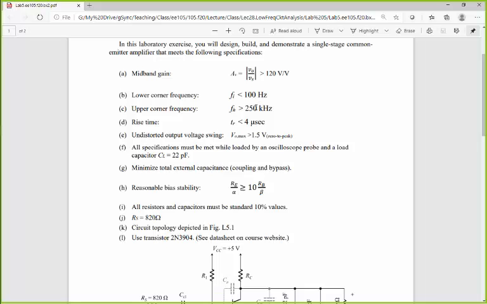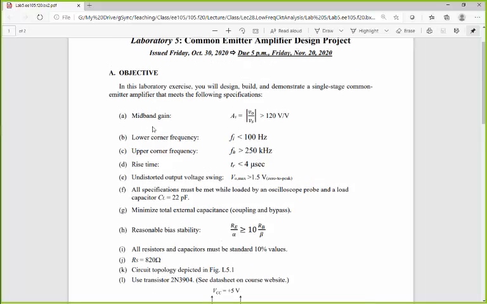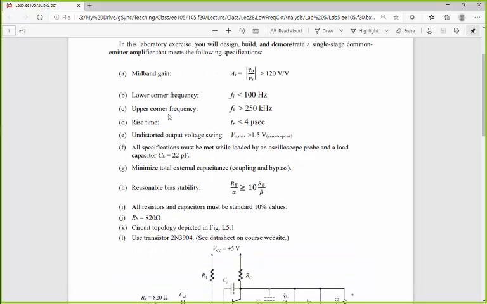These are the types of things that you would be looking for. You want your mid-band gain to be at least 120. And this is voltage gain, so voltage in to voltage out. You want your lower corner frequency, which we'll talk about a bit today, to be 100 hertz. You want your upper corner frequency to be 250 kilohertz. You want your rise time to be less than 4 microseconds. And you want an undistorted output voltage swing of 1.5 volts, 0 to peak.